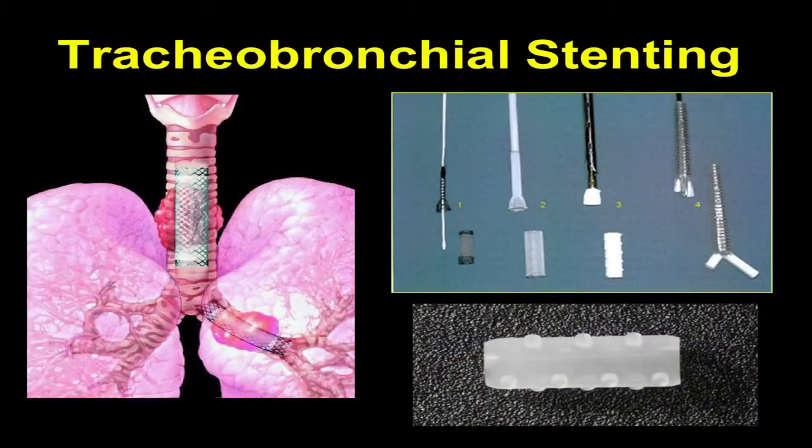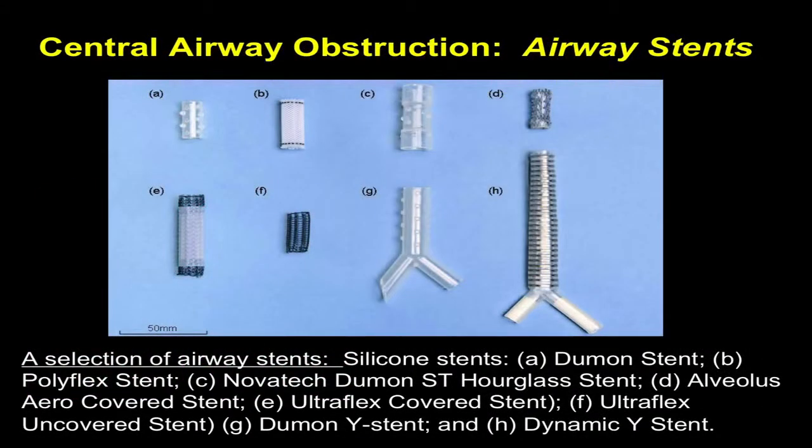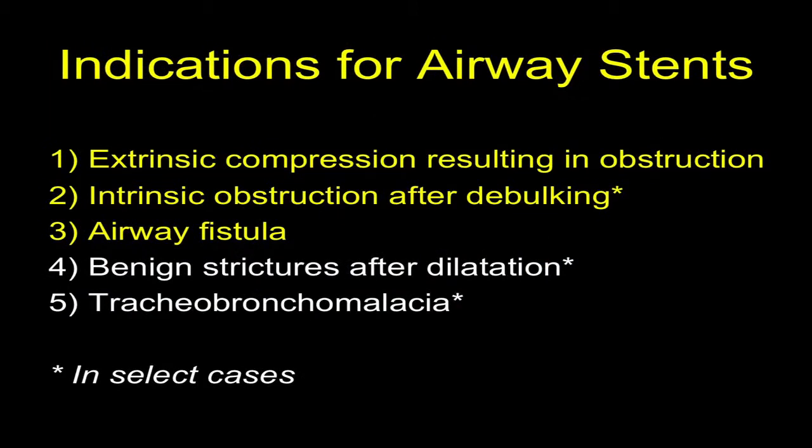In terms of stents for central airways obstruction, we use one of these two. This is the hybrid stent, and this is the Dumont stent. In malignant obstruction, there's less of a delineation between the benefits of silicone stents and metallic stents, although metallic stents should be covered in malignant disease. The indications for airway stents in malignant disease include extrinsic compression resulting in obstruction of the airway, intrinsic obstruction which is present even after debulking with a rigid scope, and the presence of airway fistulae.